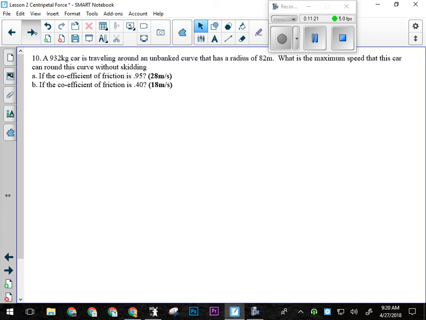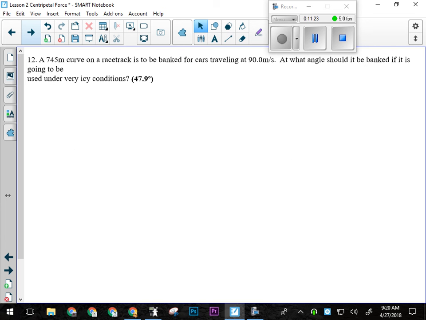Because bank curves, they just seem to come up a lot. So we got a 745 meter curve. So we know what R is, 745 meters. And we're looking for how much it needs to be banked. So again, we're looking for the angle here.